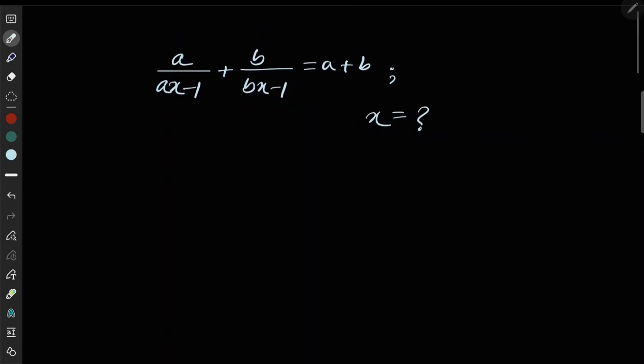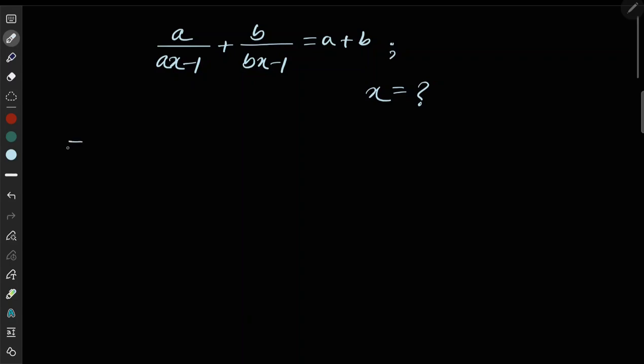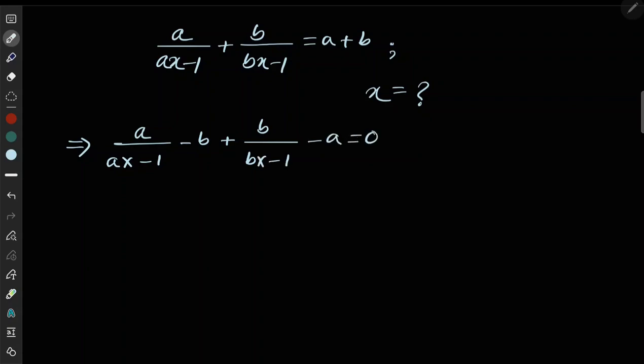First of all, we can write this equation as a by (ax minus 1) minus b plus b by (bx minus 1) minus a equals 0.